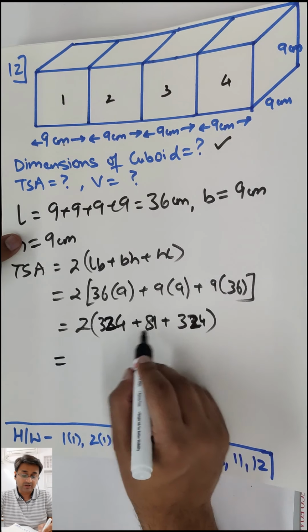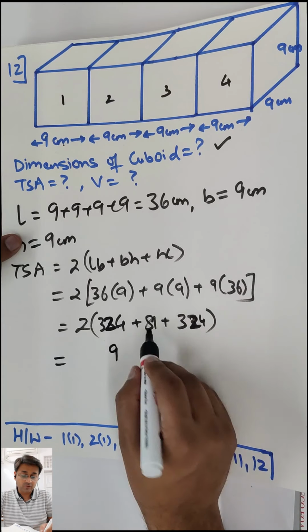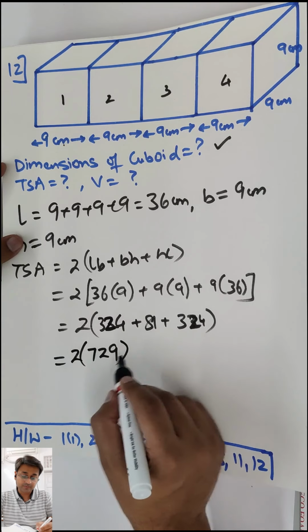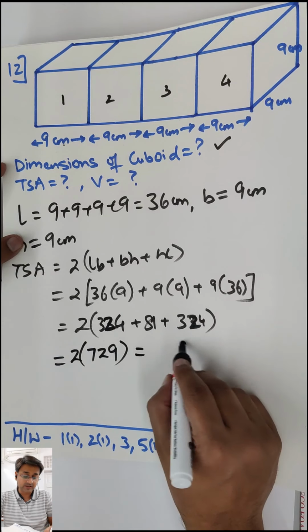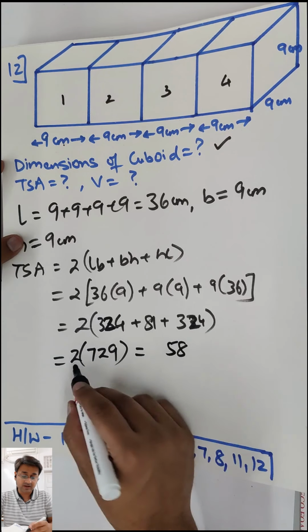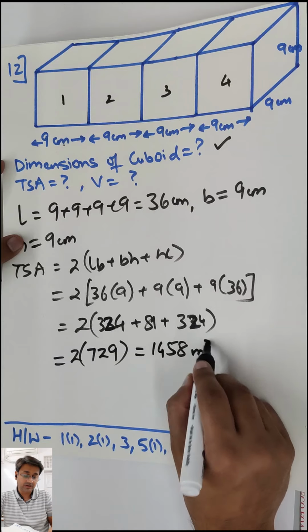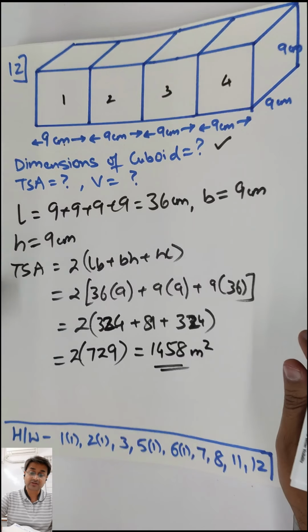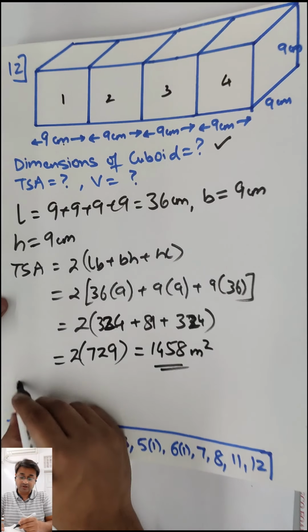Let's add them. 4 plus 4, 8 and 1, 9. 4 plus 8, 12. 6 and 1, 7 into 2. So basically 2 8s are 16, 4 and 1, 5 and 14. 1458 meter square is the total surface area. Now let's get into the volume.